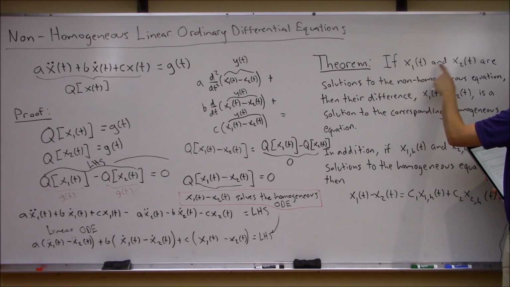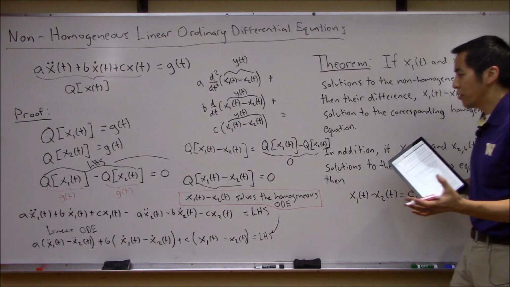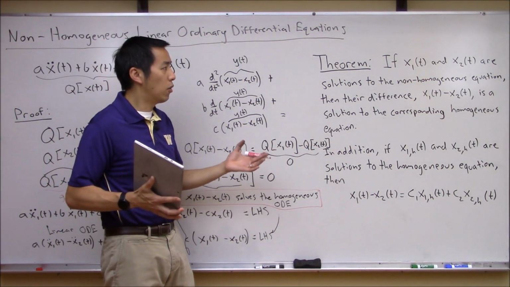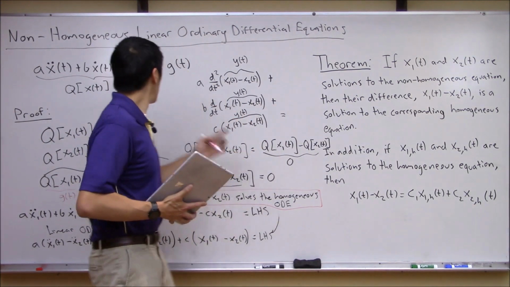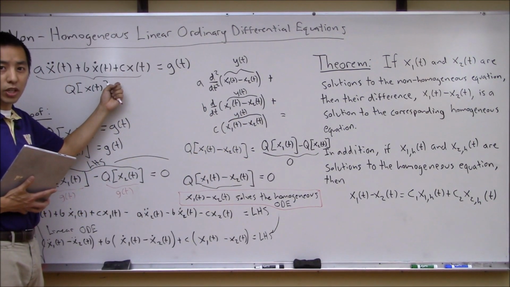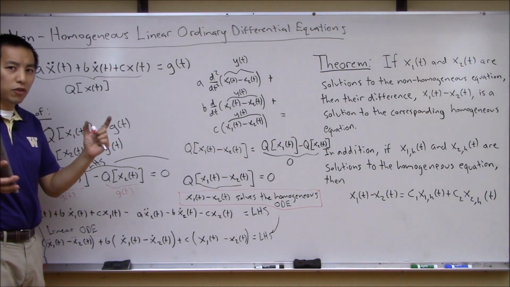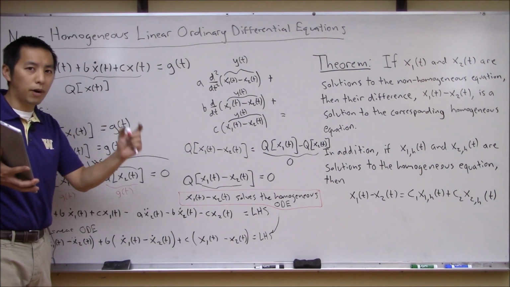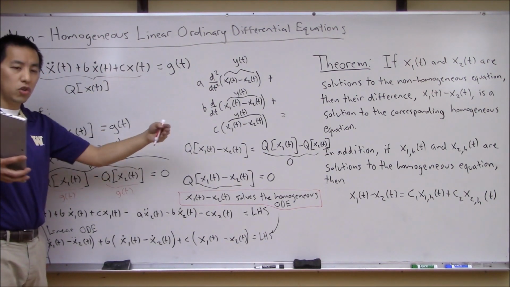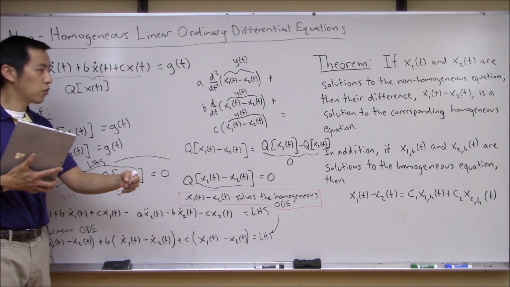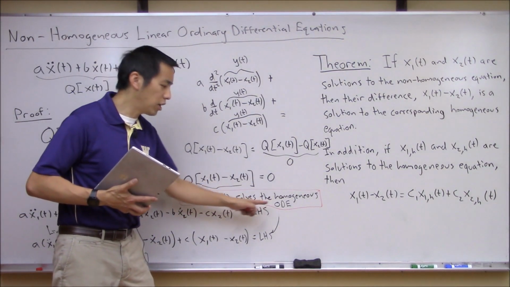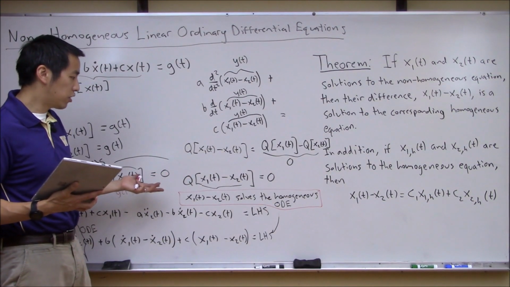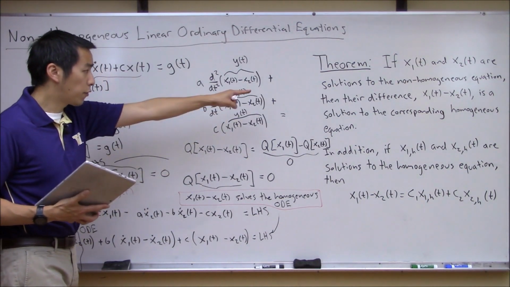If you have x1 and x2 of t, again, I don't know how you got this. You begged, borrowed, or stole the solution, right? You got it somehow. x1 and x2, they solve the non-homogeneous differential equation. All you do is, once you have two solutions that solve the non-homogeneous differential equation, you take their difference, and the difference will actually solve the homogeneous ODE, right? Wow, that's pretty darn interesting. Okay, so we proved the first portion of that theorem.